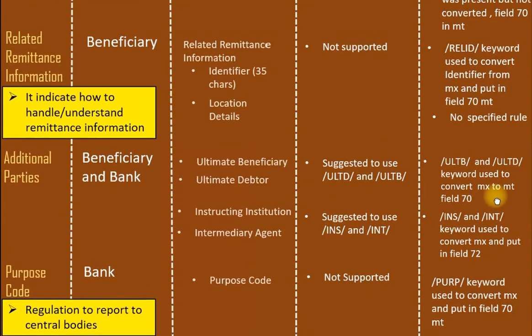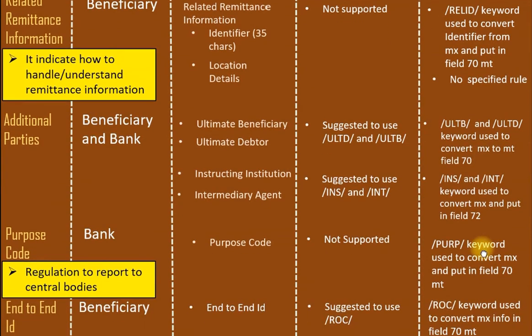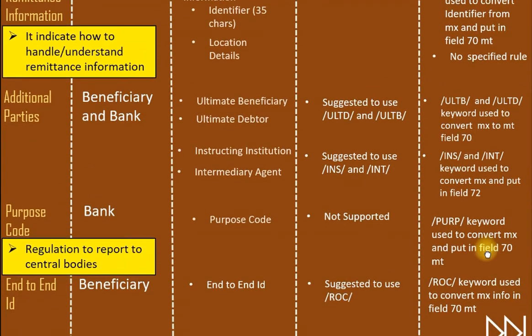Purpose code is another one, which is a regulatory one normally expected by the bank for some regulation purpose. In ISO 20022 it is purpose code. In SWIFT it is no fixed field. For all conversion required, it has to be converted using the PURP keyword and put in tag 70. End to end is a keyword that has been introduced as part of ISO and that is intended for the beneficiary. The tag is end-to-end ID.